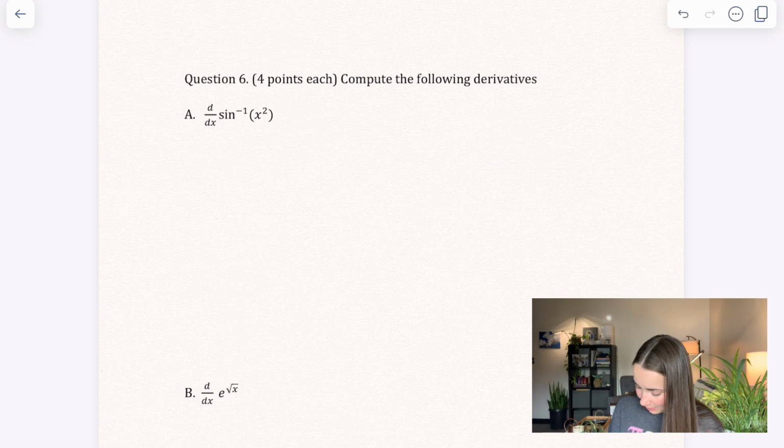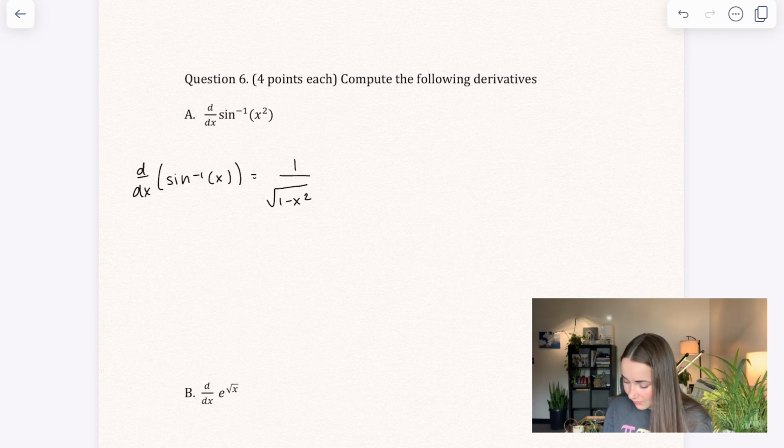So I'm going to go and write down what that derivative is. So that's the derivative, and it's going to be a little different with x squared. So what happens is, let's go ahead and do the derivative of the outside first, because this is going to be chain rule. So we get 1 over the square root of 1 minus, and instead of x squared, it's going to be whatever's on the inside squared. So x to the power of 2 squared.